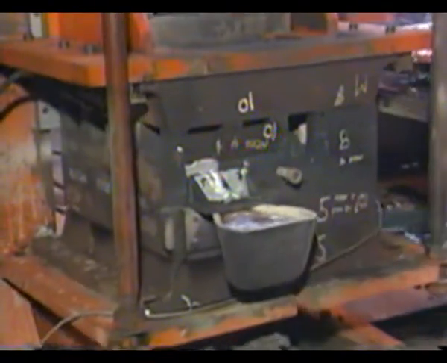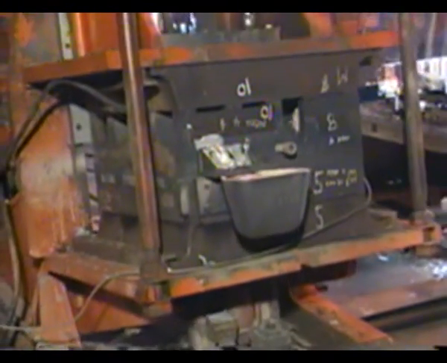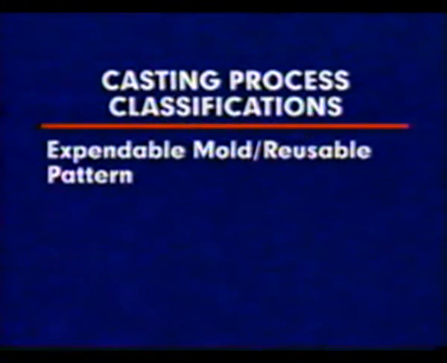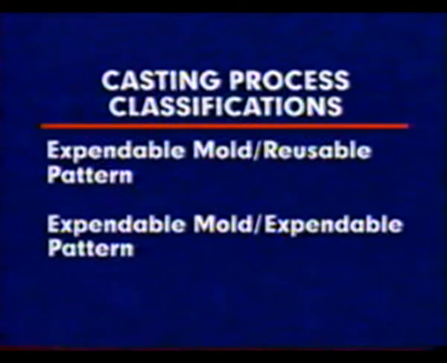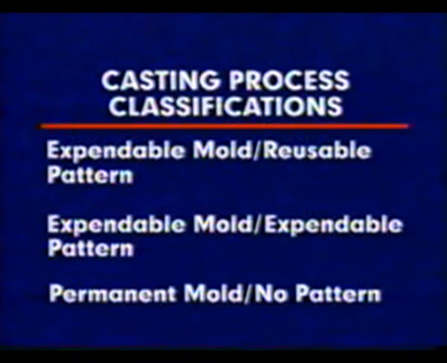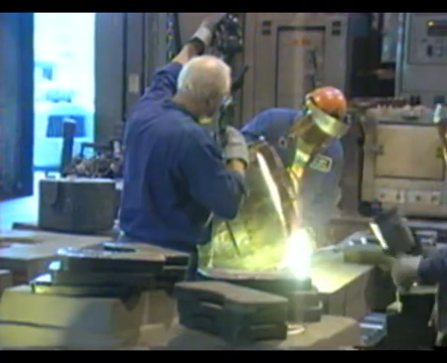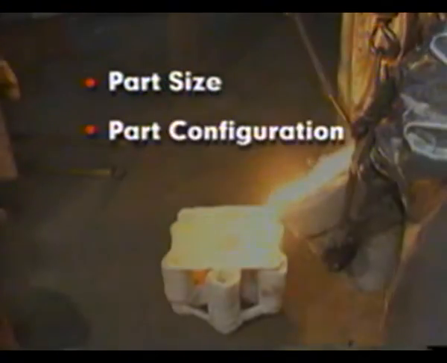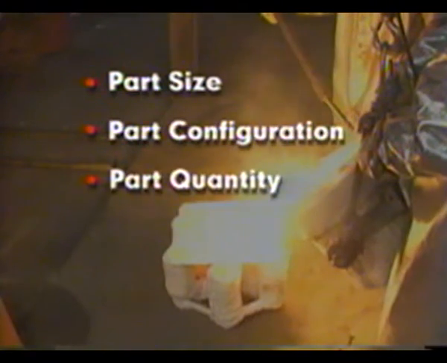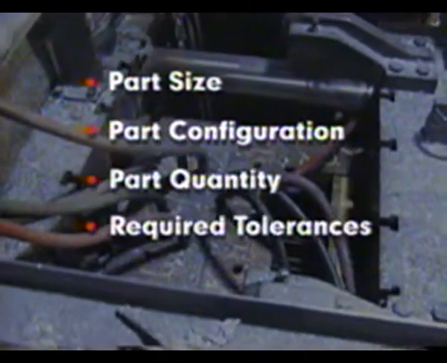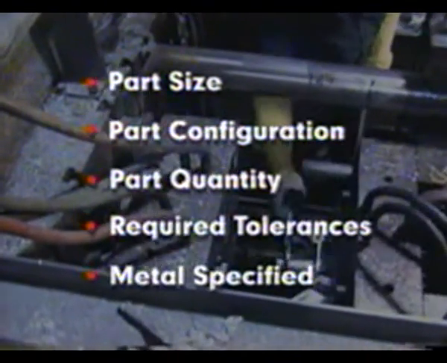Casting processes can be grouped into three classifications: expendable mold, reusable pattern processes; expendable mold, expendable pattern processes; and permanent mold, no pattern processes. Which casting process to choose depends on part size, part configuration, part quantity, required tolerances, and the metal specified.